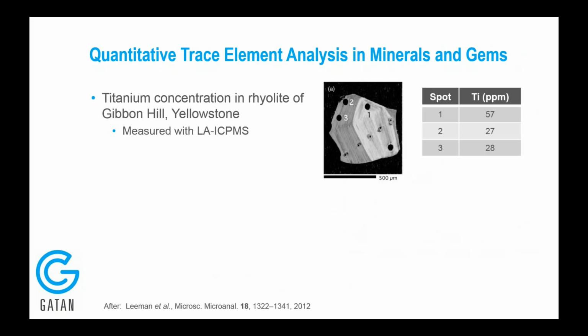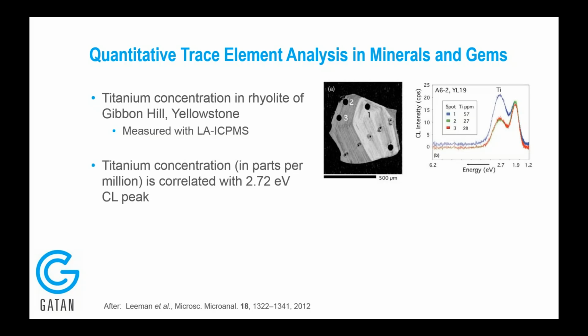Now, CL mapping can also be used to quantitatively perform trace element analysis in some minerals and gems. An example of this here is titanium in a form of quartz. We have a CL map with 3 locations shown on it, 1, 2, and 3. And in another technique, laser ablation, researchers have measured the titanium concentration. You can see that points 2 and 3 have similar titanium concentrations, and point 1, which is brighter in the CL image, has a much stronger titanium concentration.